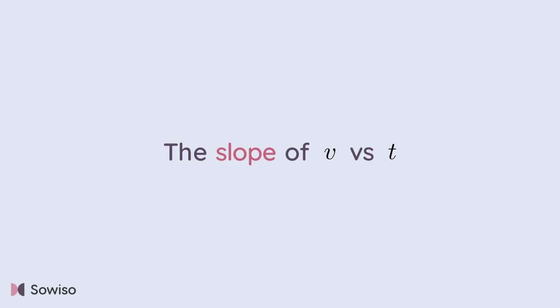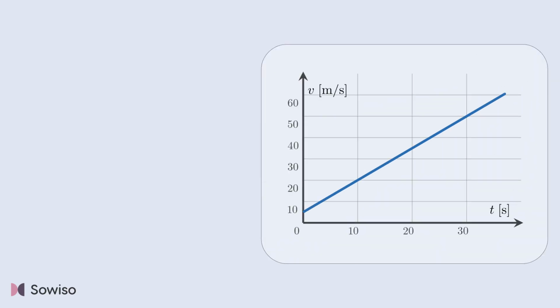In this video, we will show how to find the slope of a v versus t graph. Here's a graph showing velocity v as a function of time t. What is the slope of the line? Let's look at the theory.